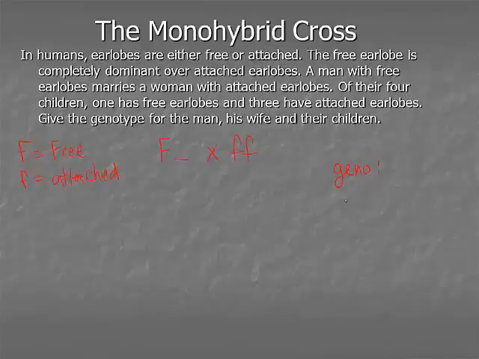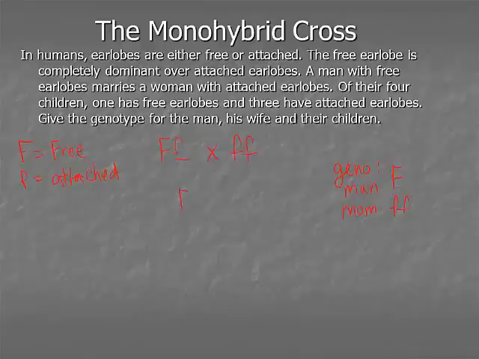We've already discussed that mom must be homozygous recessive to have attached ears. We've also discussed that the man, or dad, must have at least 1 capital F allele. Now, many of you may have already jumped to the conclusion that if they have 3 children who have attached earlobes, that dad must also have a lowercase f in order for that to happen.